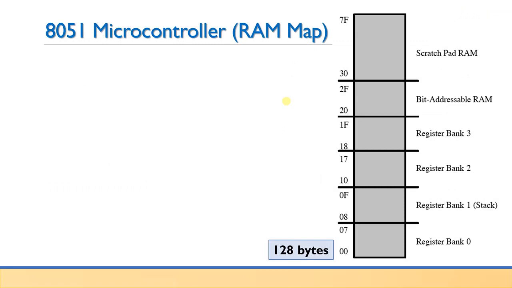This is the RAM map. We know that it is 128 bytes in case of 8051. So it starts with 0. Register bank 0 is of 8 bytes, 0 to 7. Register bank 1 is there, which is also used as stack, 8 to F. Register bank 2 is from 10 to 17. Register bank 3 is from 18 to 1F. And then there is bit addressable RAM, which is of 16 bytes. It starts at 20 and ends at 2F. And then we have scratch pad RAM from 30 to 7F.